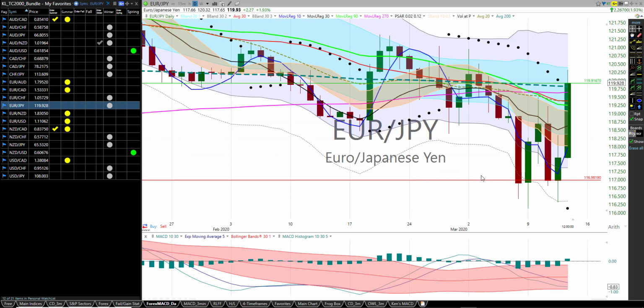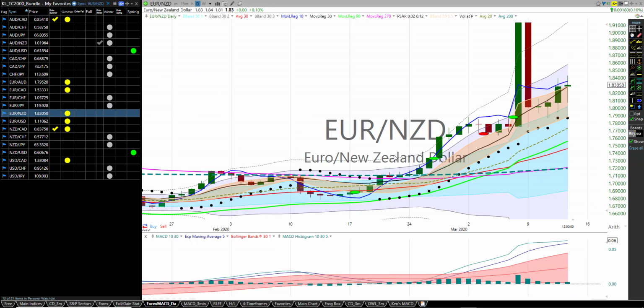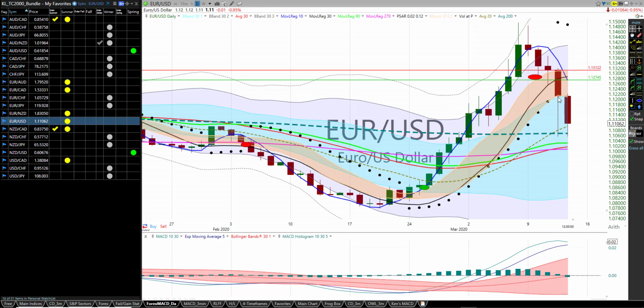Euro, Japanese yen, we got significant direction here. We had a PSAR flip. It looks like the MACD 1030 might be rolling over. Euro, New Zealand dollar, no trade, nothing north of the RL10, and we're still in the summer season. Euro, US dollar, we're still in this trade. We have some downward movement past the belly of the dragon, and it looks like a potential MACD 1030 crossover.